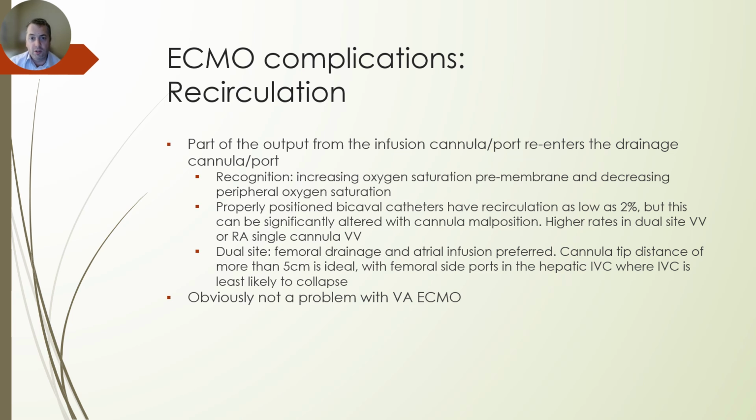What is recirculation? This is when part of the output from the infusion cannula re-enters the drainage cannula. Instead of going into the body where that oxygen is supposed to go, it goes back into the circuit. Recognize this by seeing increasing oxygen saturation premembrane and decreasing peripheral oxygen saturation. Properly positioned bicaval cannulas have low recirculation, but this can be significantly altered with catheter malposition. Right atrial cannulas and dual sites have a little bit higher rates.